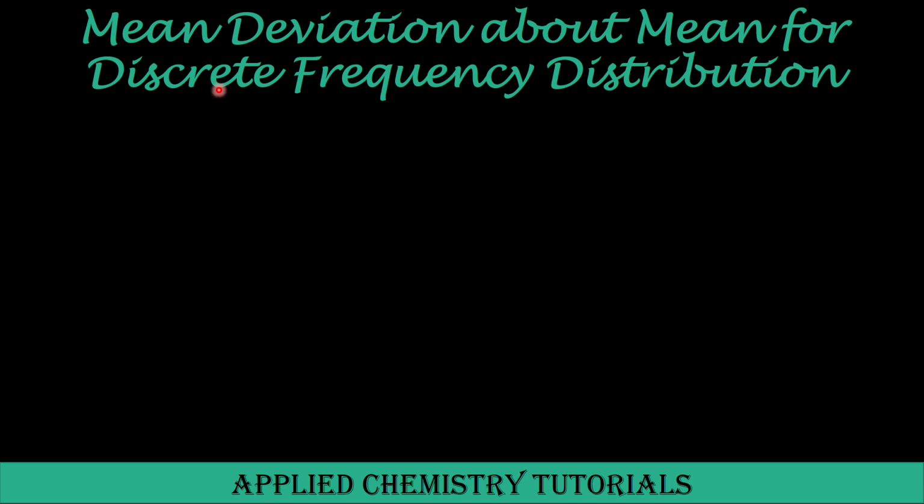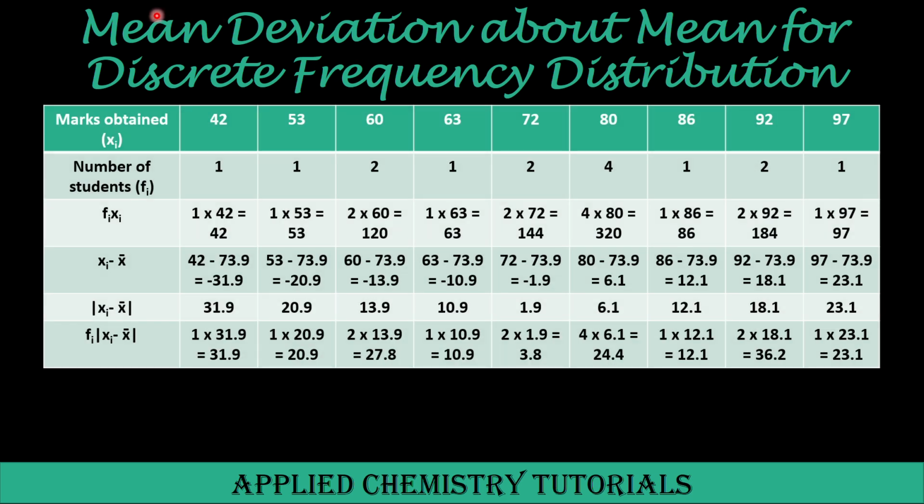So let's talk about mean deviation about mean for discrete frequency distribution, and in future we are going to talk about mean deviation about median for continuous frequency distribution, so that we have all the ideas. So for discrete frequency distribution we have marks obtained or xi shown in row 1 and the number of students fi shown in row 2.